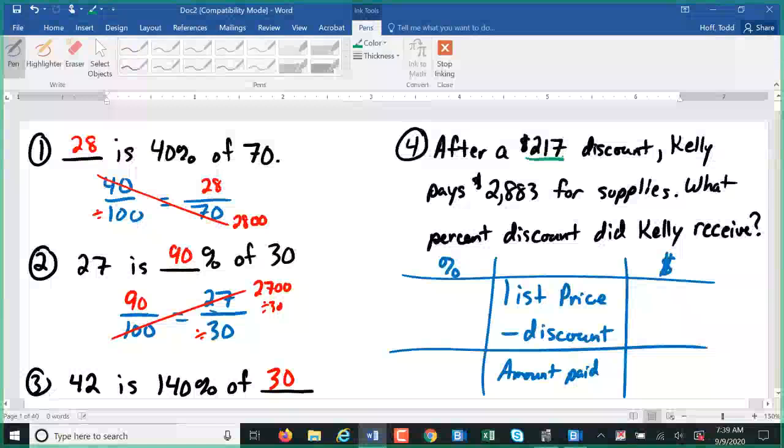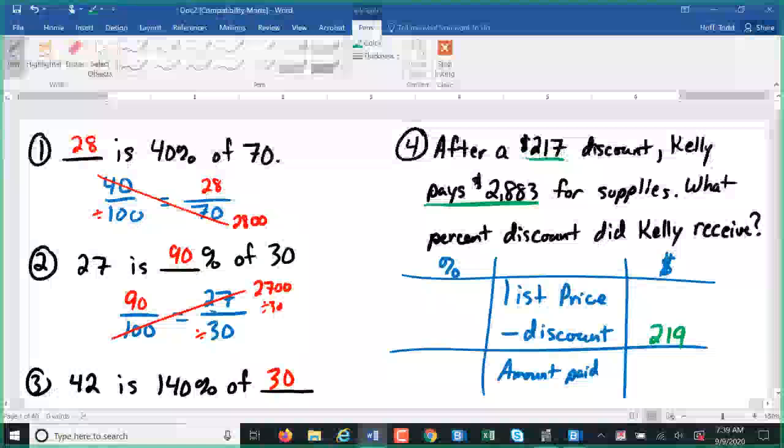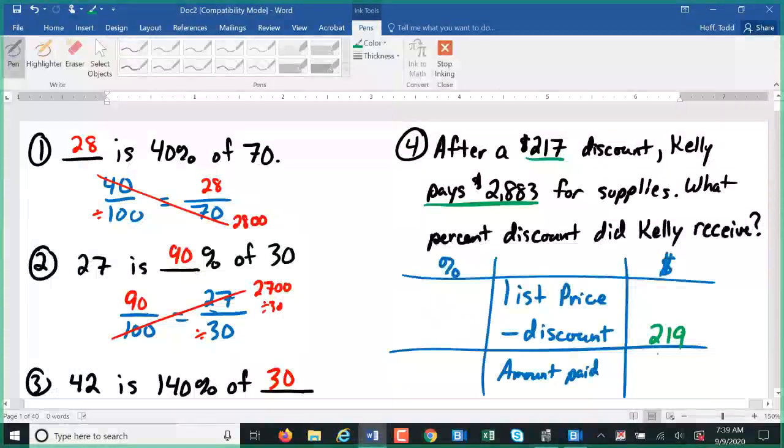So we have a $217 discount. So that goes on the dollar amount side of the discount. Kelly pays $2,883. That goes on the dollar side for the amount paid.